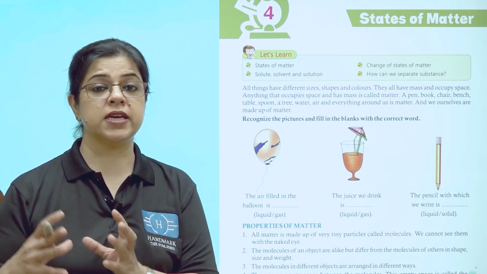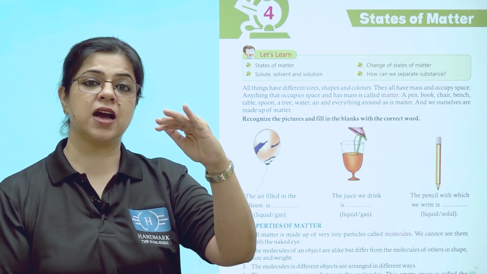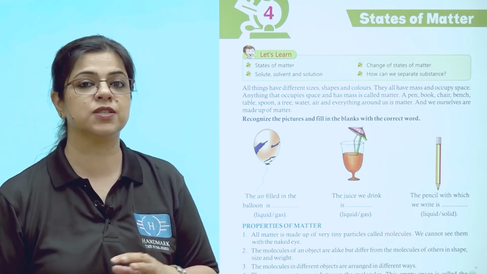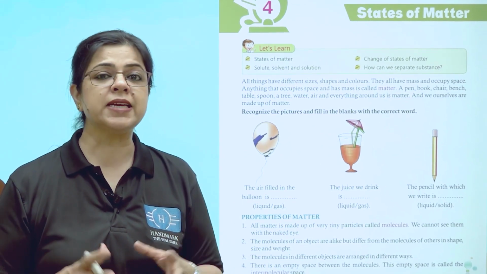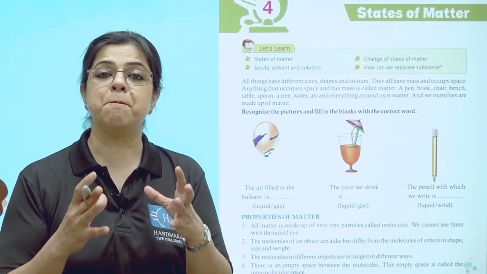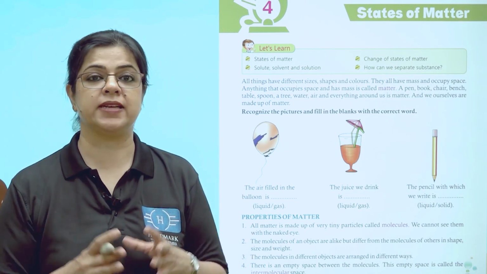A fruit is solid. A juice inside a glass, as can be seen here as well, is a liquid. So what are these? Basically all these are matter. They occupy space and they have weight.